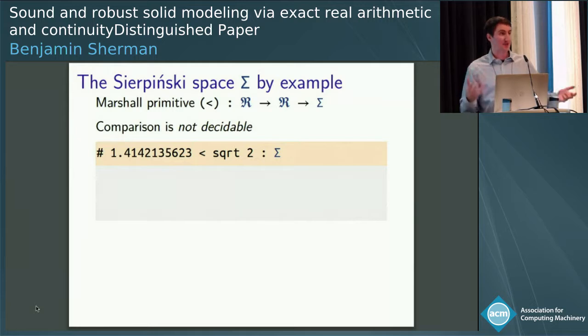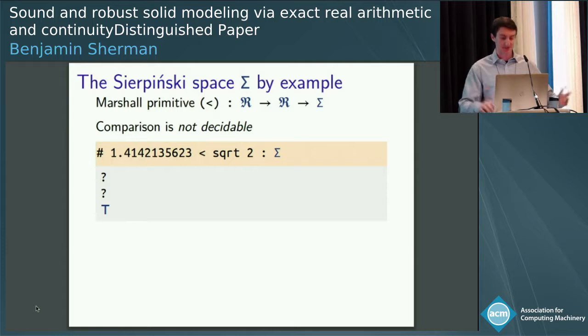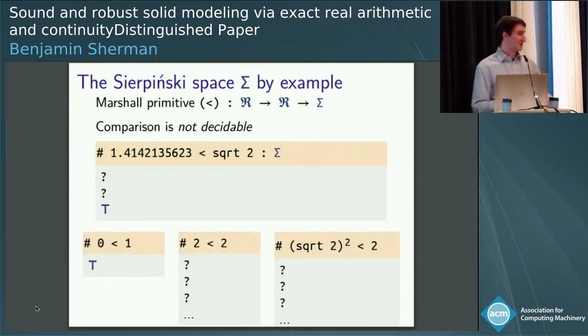Comparison is not decidable of real numbers. That's why that left-right turn algorithm screwed up. So instead of having comparison return a Boolean, we get a Sierpinski space. And these are just semi-deciders. So this fact is true, but it's not obviously true. It takes a bunch of computation of square root 2 to see that it is true. So at first we get question marks, and then eventually we get top. Yes, it's true. And in general, we'll eventually get a top in the REPL if it is true, but if it's false, we'll just get non-termination.